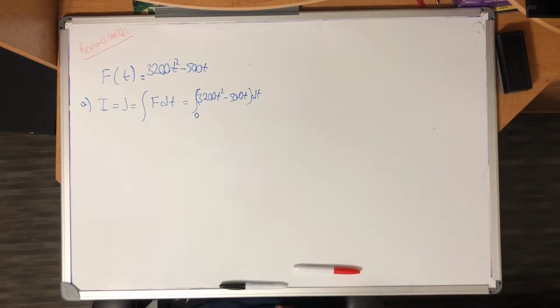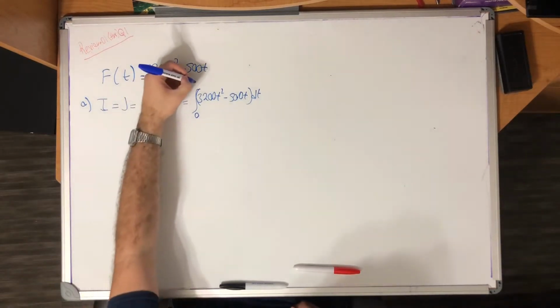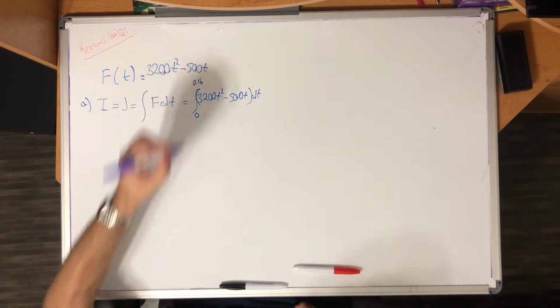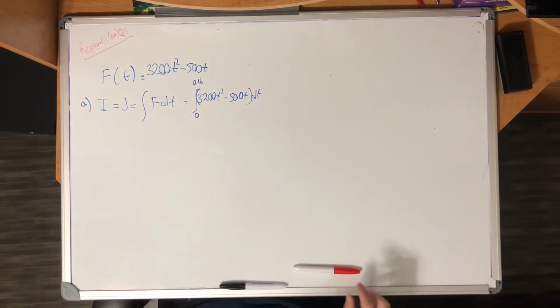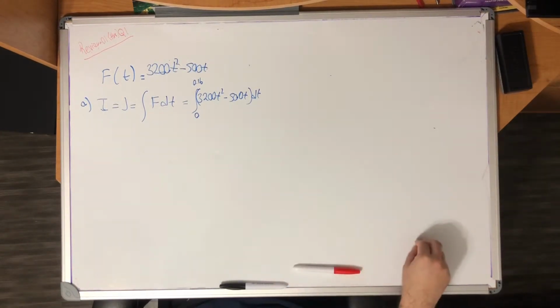certain amount of time. So it's going to start from 0, and if you look at the graph, it is not going to go till infinity. It's going to end at 0.16. So I am going to evaluate that force function from 0 seconds to 0.16 seconds. So if I evaluate it over that range, then I'm going to be able to figure out the force times delta t, basically, which is impulse, which is change in momentum. All right, let's do that right away.